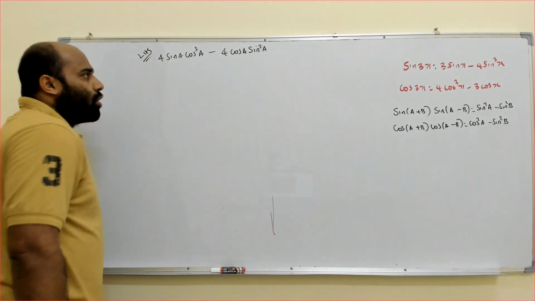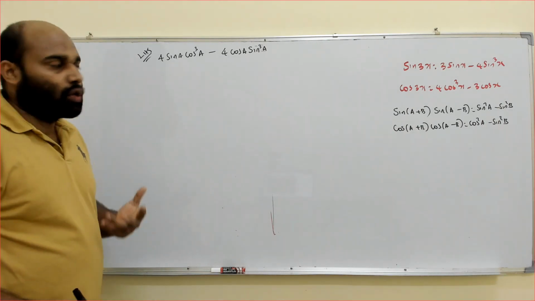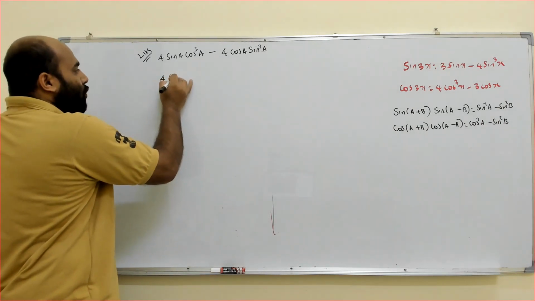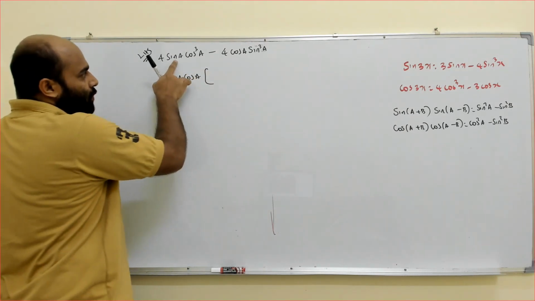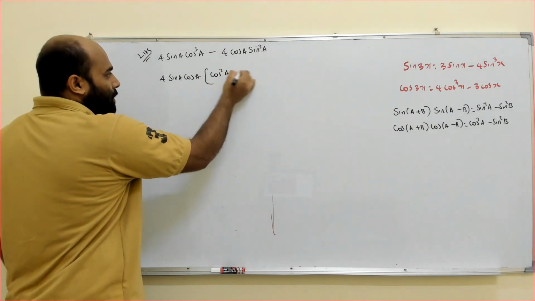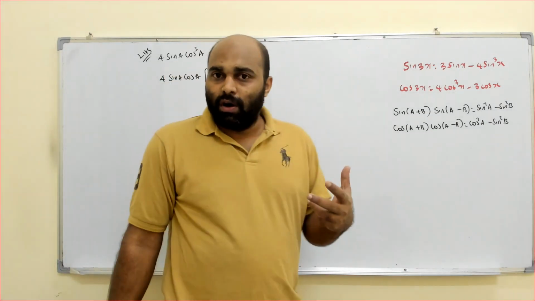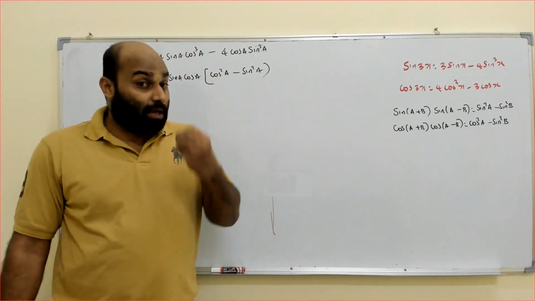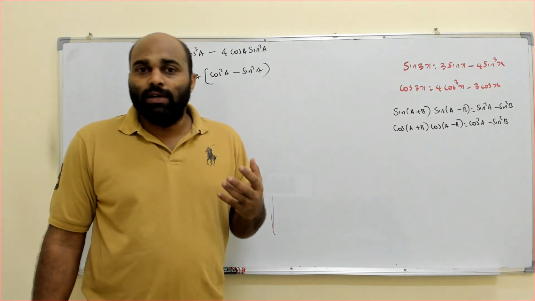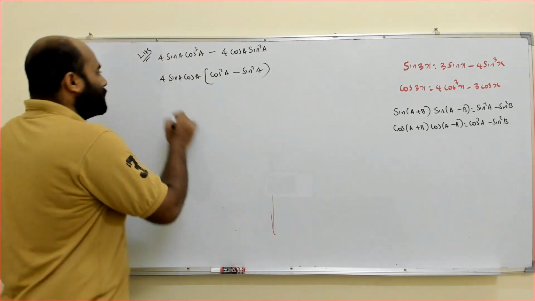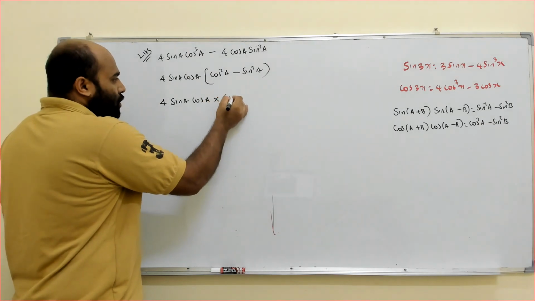Can you see anything common? Of course, you can see 4 common, sine A common and cos A also common. So I'm going to take it out. 4 sine A I took outside, cos A also I took. So 4 sine A cos A, then cos square A minus sine square A. You know cos square A plus sine square A is 1, but here it is cos square A minus sine square A. Today in the beginning I told you cos square A minus sine square A is the result of what? Cos 2A. So this can be 4 sine A cos A into cos 2A.